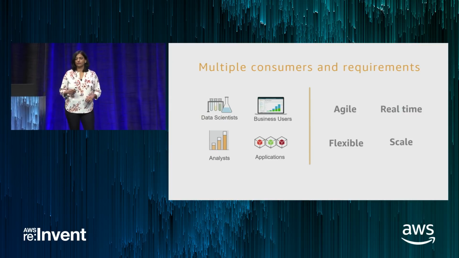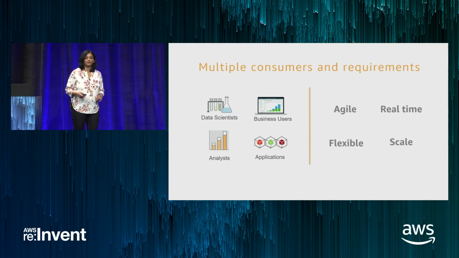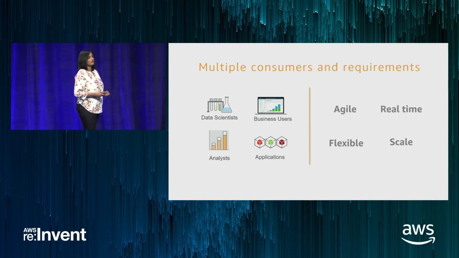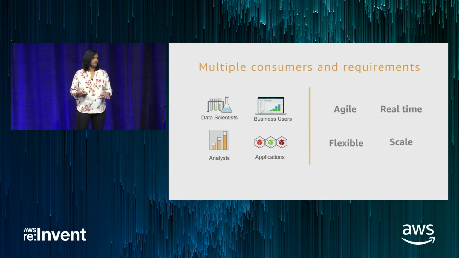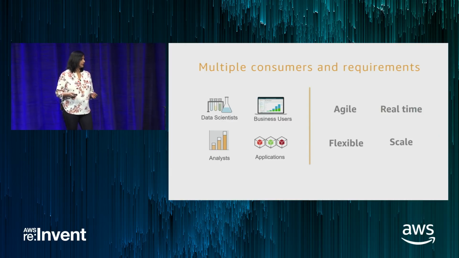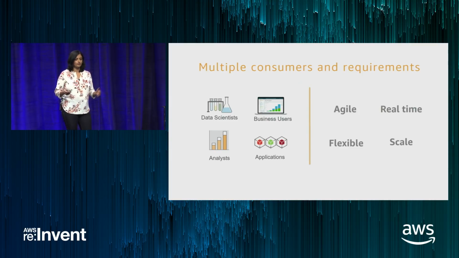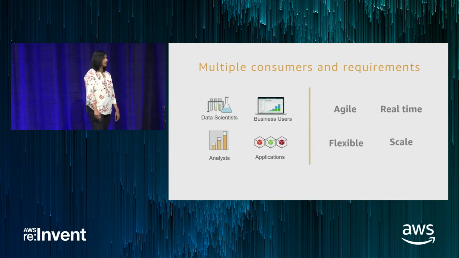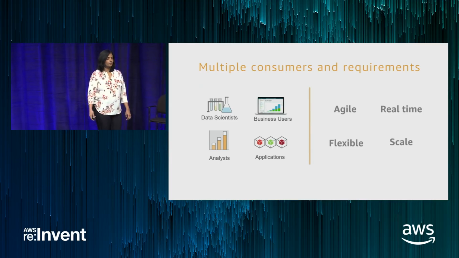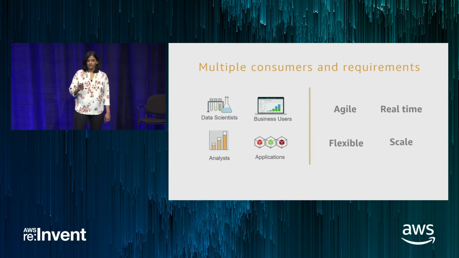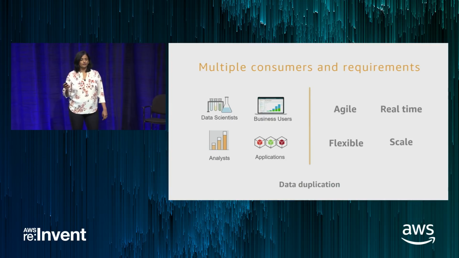They want their data to be available as soon as possible. They want it to be flexible to support a variety of different use cases, from batch analytics to real-time analytics to something like running their machine learning algorithms on it. And they want to do this at massive scale. So this often leads to data duplication.